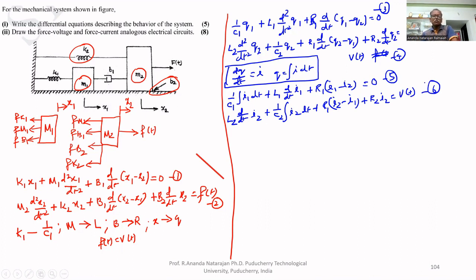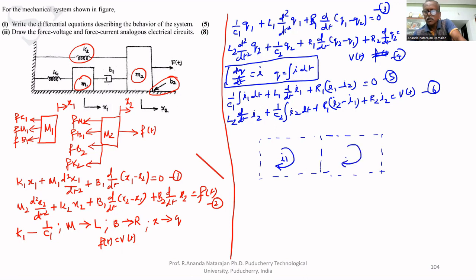Now draw the force-voltage analogy circuit. We have to draw the circuit for this. Here two currents are there, two equations are there, therefore two loops are there. This is the first loop, this is the second loop. In the first loop, the current is I1. In the second loop, the current is I2.